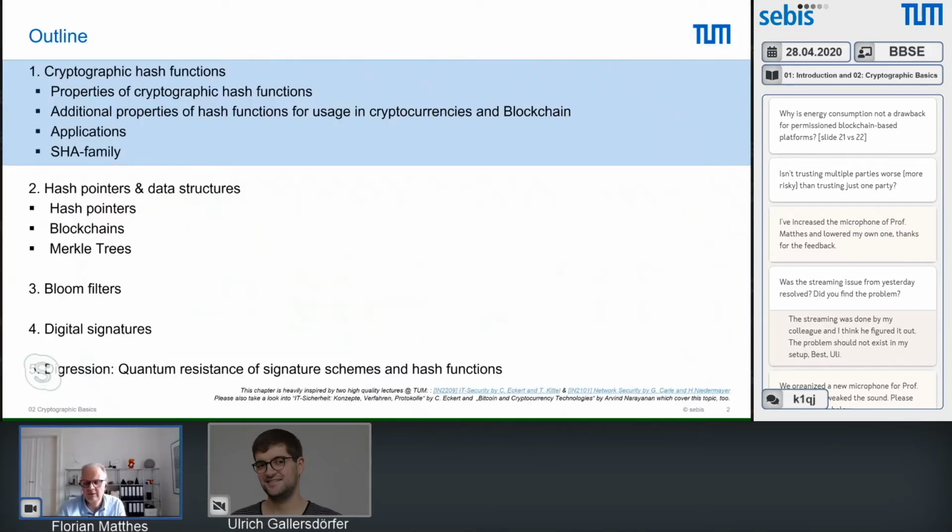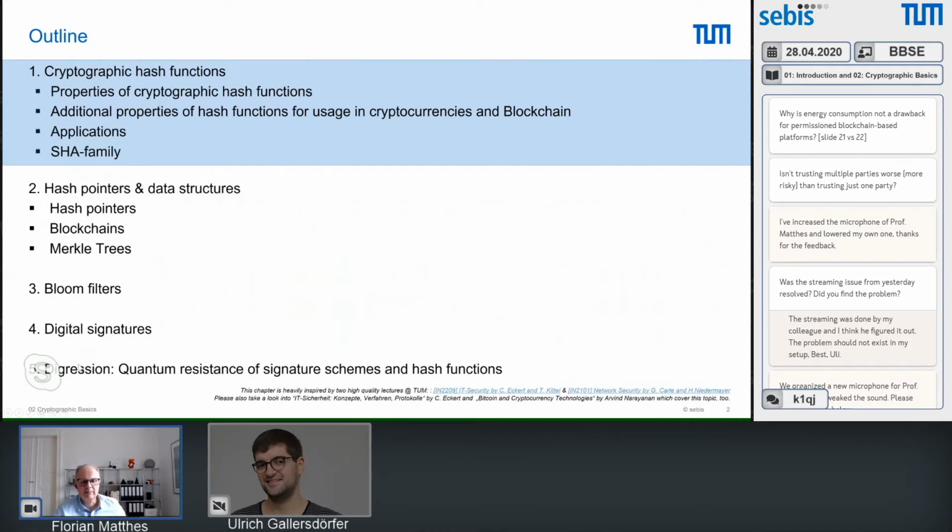Essentially, what we want to cover now is described here: cryptographic hash functions. Hash functions, all of you, I think, know as a mechanism of storing information in algorithms and data structures, as a helper function there. Then we talk about hash pointers and hash data structures, which are important now in particular with blockchains. Then we talk about Bloom filters, which are also based on cryptographic algorithms, and digital signatures. We won't have time today because I think somewhere here we will stop. I don't know from timing, here on Bloom filters.